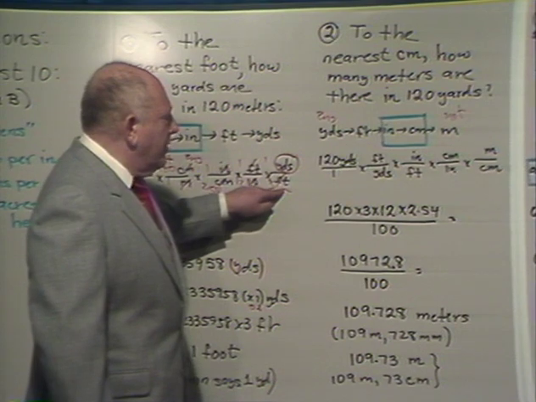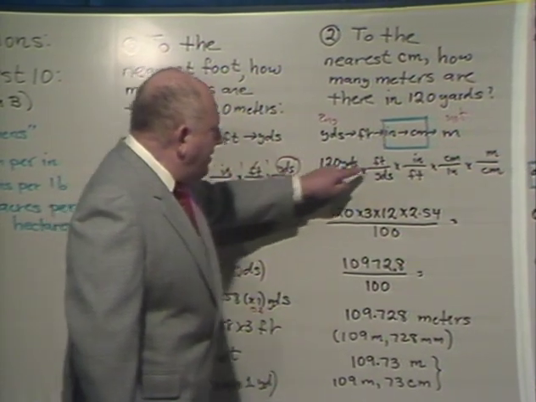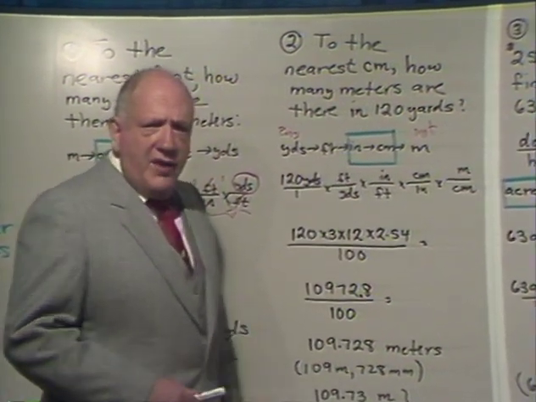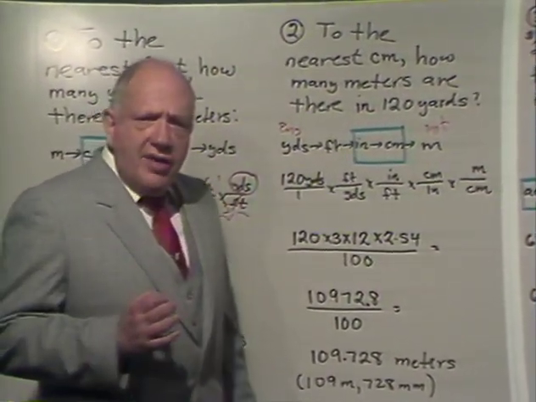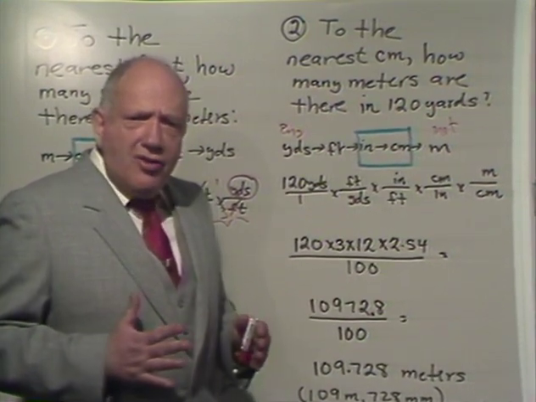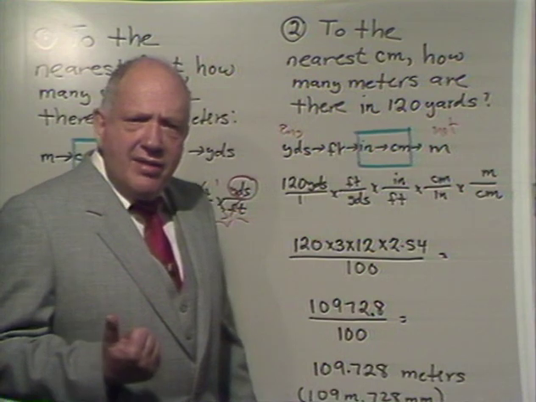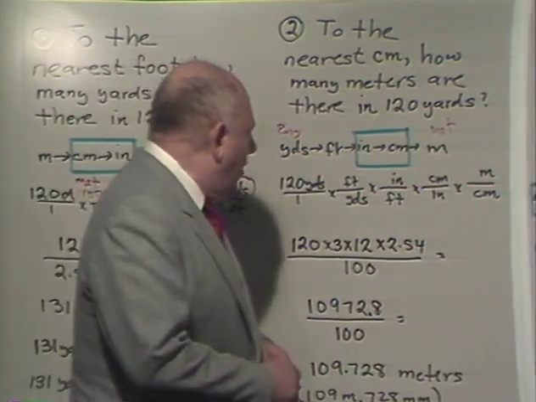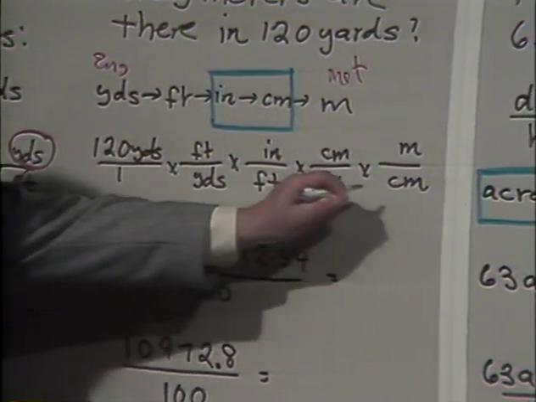Notice that in problem 2, the yards to feet becomes the first step, but instead of yards over feet, it's feet over yards. And as I tell you this to see the symmetry, I'm also trying to show you how easy it is to get these things mixed up if you memorize. But if you do it in terms of dimensional analysis, you're saying what? I want to get from yards to meters.